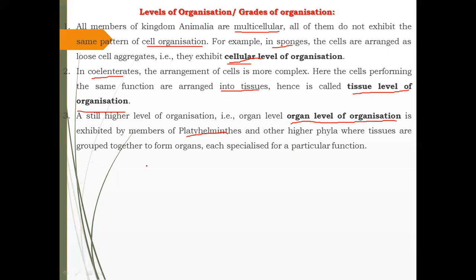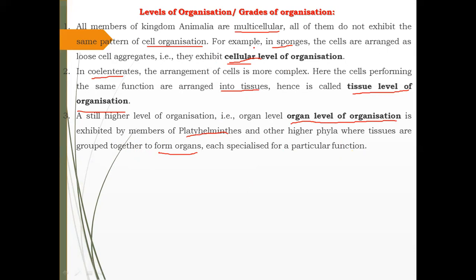This organ level of organization is present in higher phyla or higher groups of animals. They are grouped together and form organs. Now, here you can just read this line: group together and form organs. Such specialized organs perform a particular function. For example, the function of hand is holding, capturing some materials. समझ में आ रहा है? Legs for walking purpose. समझ में आ रहा?